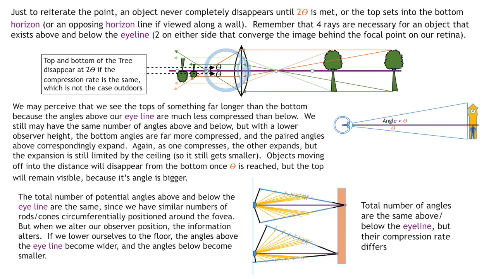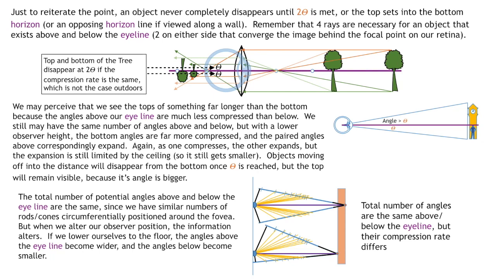As it then moves off into the distance, it will continue to set into that lower horizon line either until its theta angle is met, or it just completely disappears, one or the other. The total number of potential angles above and below the eye line are the same, since we have a similar number of rods and cones circumferentially positioned around the fovea. But when we alter our observer position, the information alters.